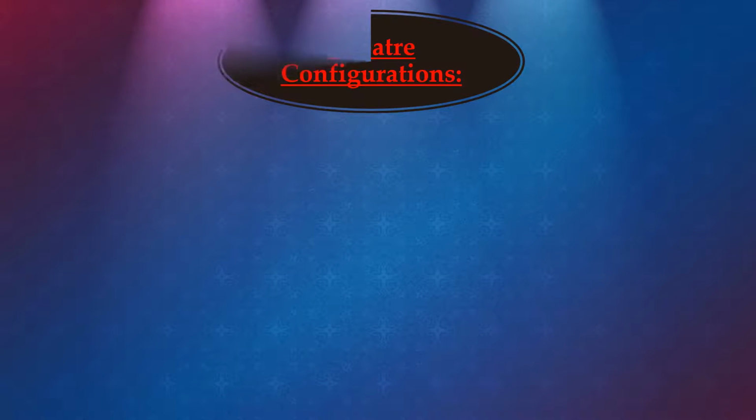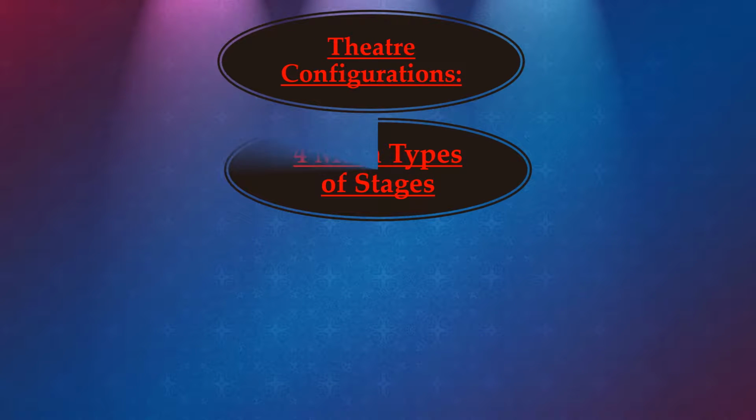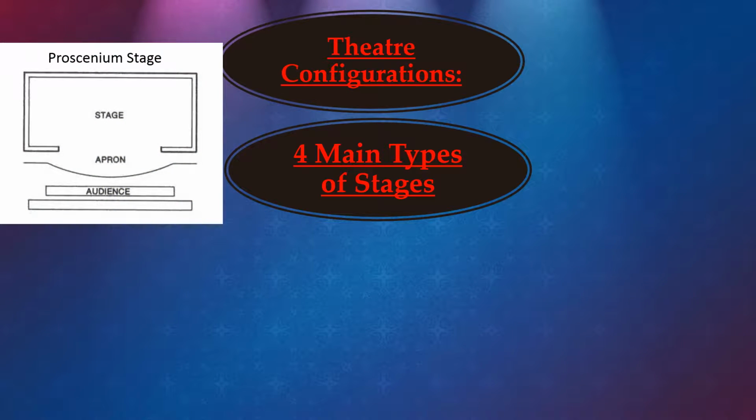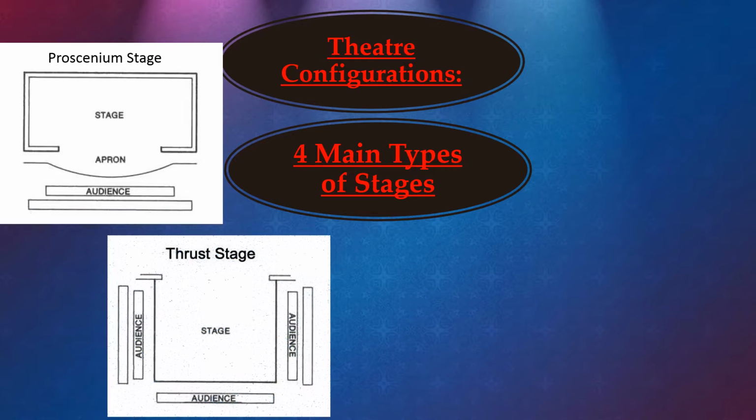We're going to talk about theater configurations. There are four main types of stages. The first is the proscenium stage. This is what we normally think about when we go to the theater. The audience sits in front of the stage and looks at what's going on through sort of a picture frame called the proscenium.